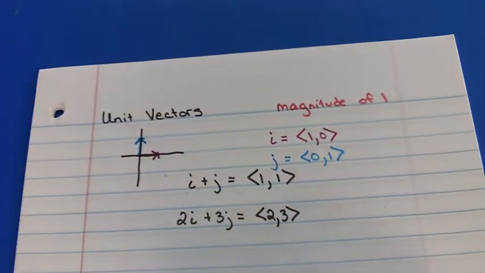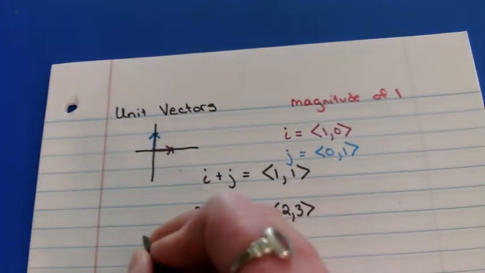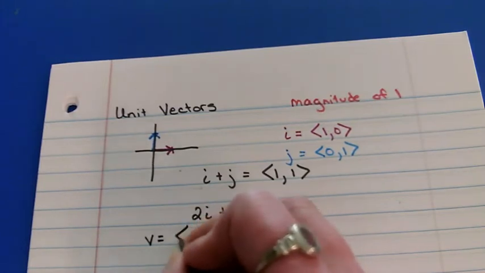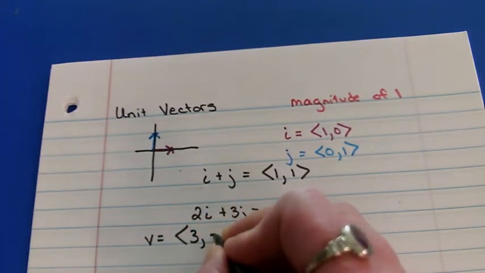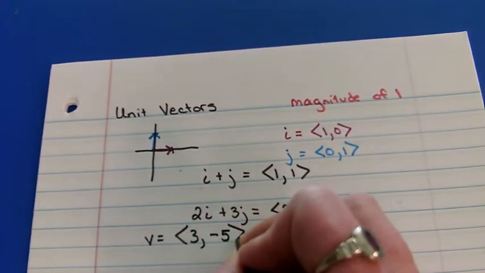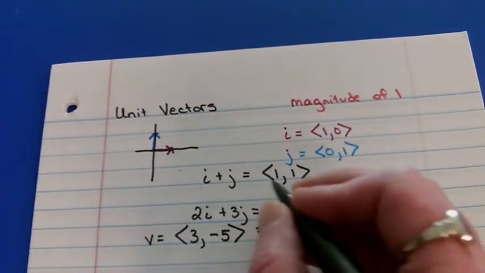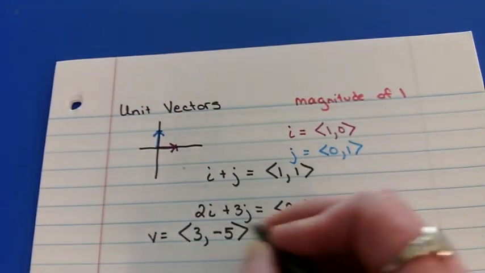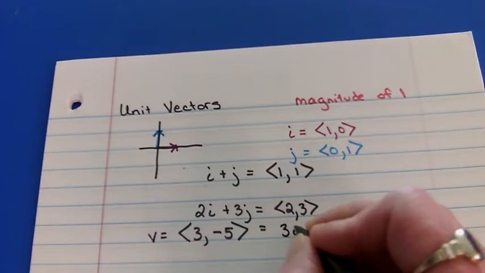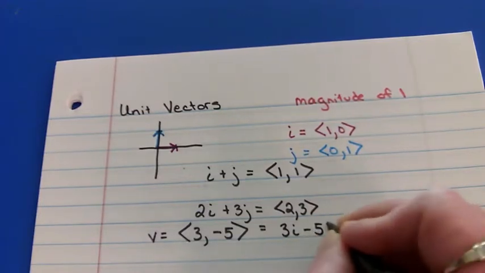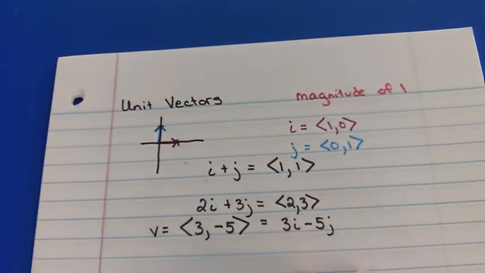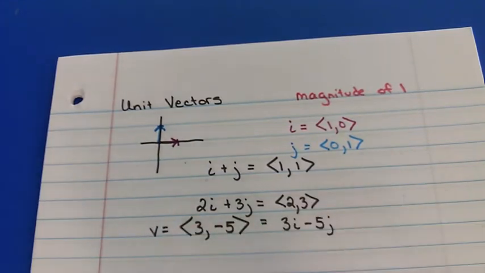So we can take any vector and rewrite it using the unit vectors i and j. I can rewrite this as 3i minus 5j. So you'll see vectors written this way as well as this way.